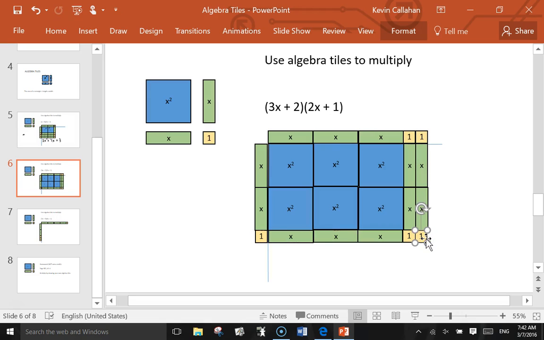Okay, so now add up everything that we just did. Right, how many x squareds are there? So this is 6x squared. How many x's did we put in there? 7. 1, 2, 3, 4, 5, 6, 7. Right, how many 1s did we use? Plus 2. Done.